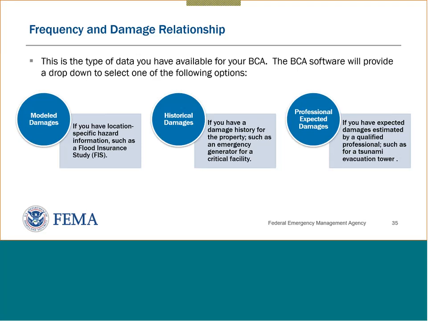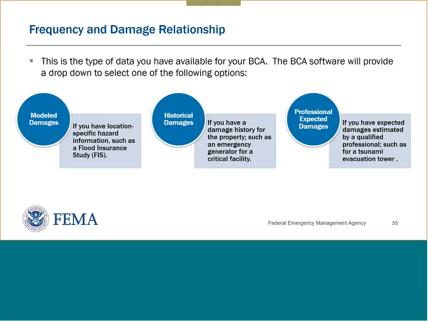Your second option is historical damages. So if you have insufficient data to use modeled damages, for instance, the flood or structure elevation data for the flood model, you can use this if you have a damage history for the property. So you actually know that in X, Y, and Z years, these things happened, and you have records of what it costs to repair.